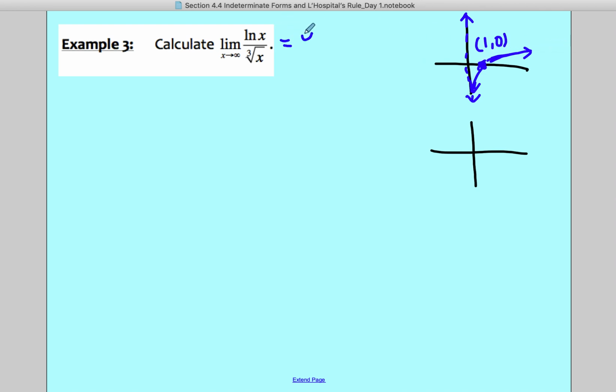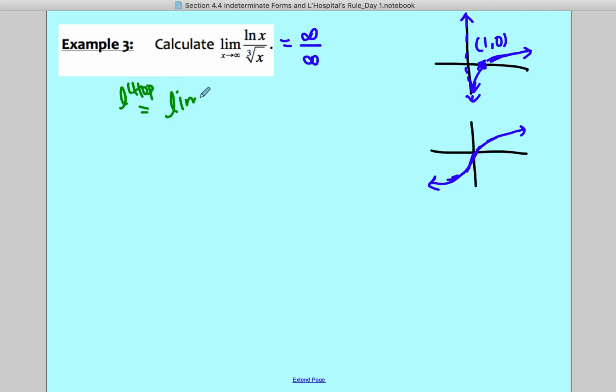So this is infinity over, now the cube root of x. If you're not sure what that one looks like, you could graph it on your calculator. You'll see it has this shape. As x goes to infinity, what's happening to my y values? They're going to continue to go up and up and up. So we are in the form infinity over infinity. Since I have that form, infinity over infinity, or if I were to have 0 over 0, I can use L'Hopital's rule.